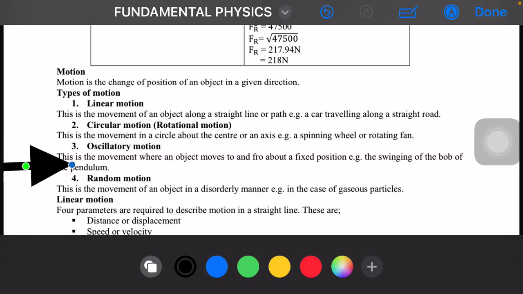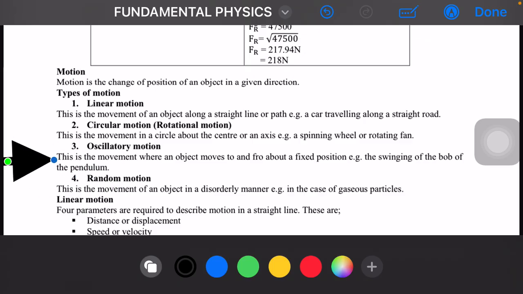The third one we have is oscillatory motion. This is a movement where an object moves to and fro about a fixed position, e.g. swinging a bulb or the pendulum. I'm sure you will understand this motion after you have watched the video on the pendulum. If you want to understand this motion, you have to go back to the video of the pendulum.